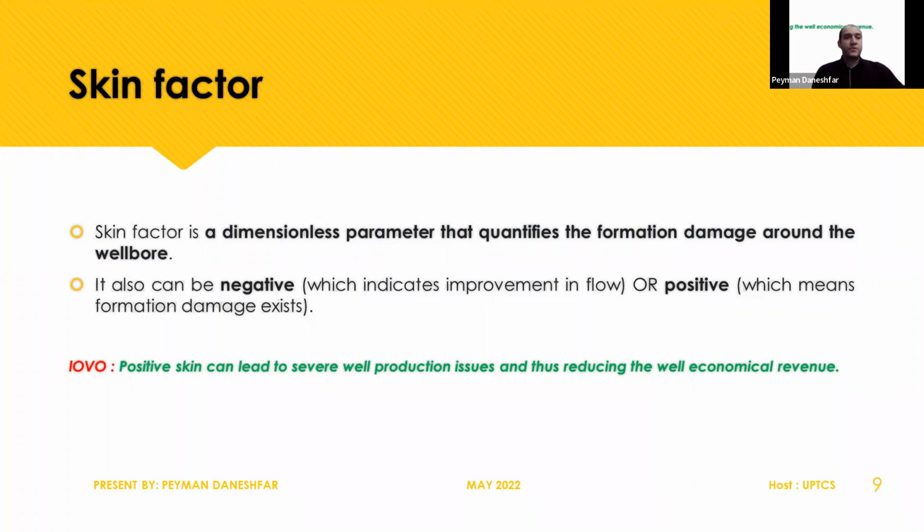So let me read the skin factor. It is a dimensionless parameter that quantifies the formation damage around the wellbore. When your skin factor is negative, it means that your well is in an improvement. Now you're doing your job as well as you can. But when skin factor is 0, it means that the well is in a normal way. But whenever the skin factor is positive, it means that your well has formation damage, and it needs the doctor, and the doctor should cure it, okay?